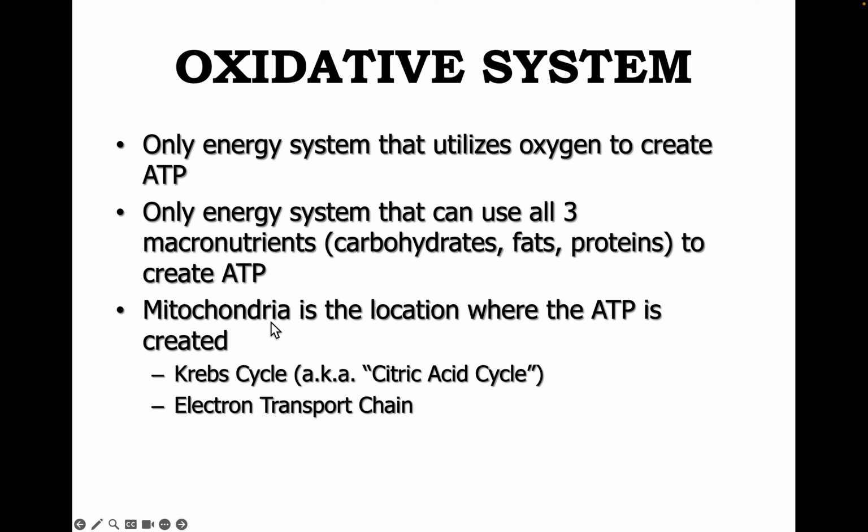The mitochondria in our muscle cells is the location where the ATP is created in our oxidative energy system. And in the mitochondria, there are 2 different parts of our oxidative energy system. We've got the Krebs cycle, otherwise known as the citric acid cycle. This creates some of our ATP. And we also have the electron transport chain in our mitochondria. The electron transport chain also creates ATP.